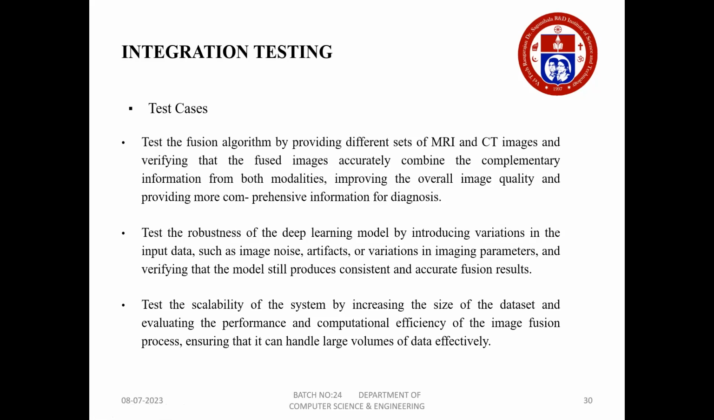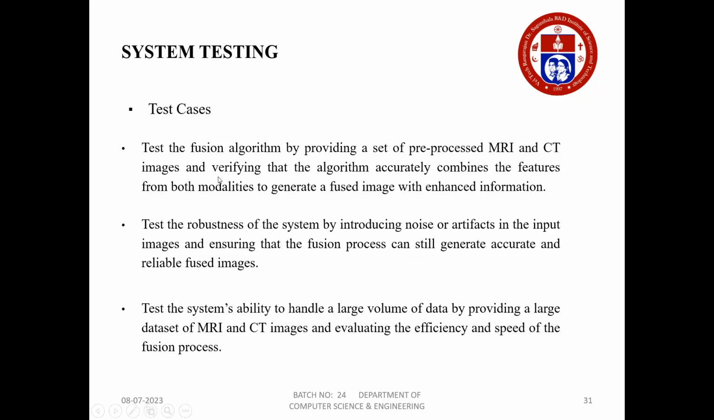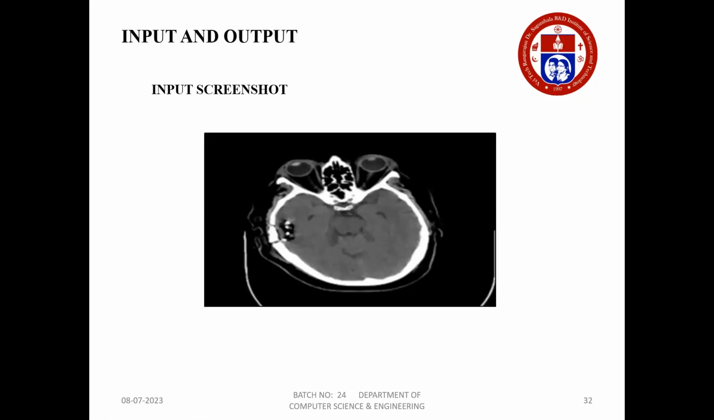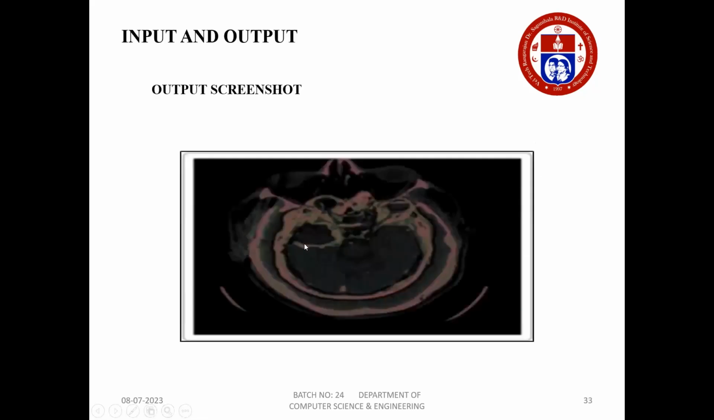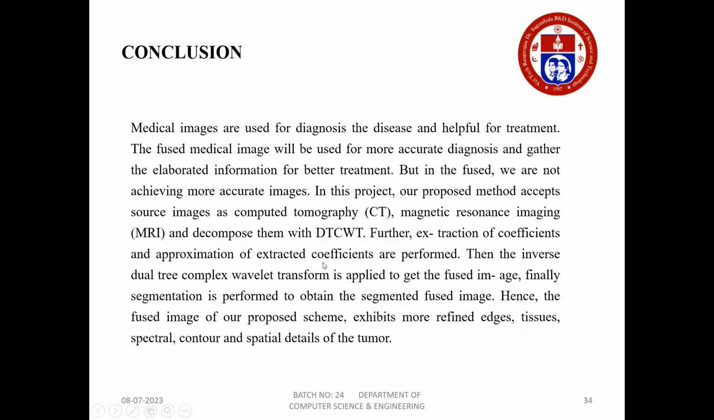Testing the scalability of the system by increasing the size of the dataset, and coming to system testing, testing the robustness of the system by introducing noise or artifacts in the input images and ensuring that the fusion process can still generate accurate, reliable fusion images. This is our input and this is our output screenshot of the fusion image of MR and CT.